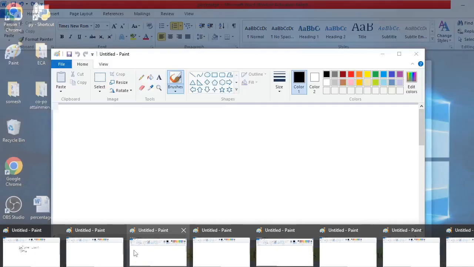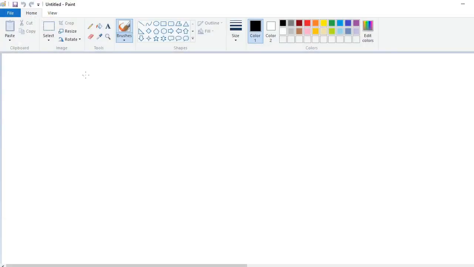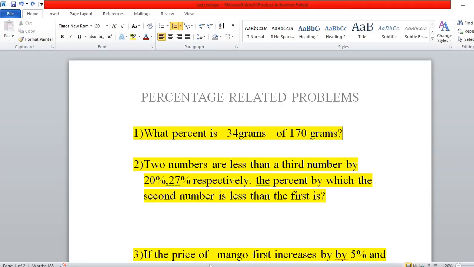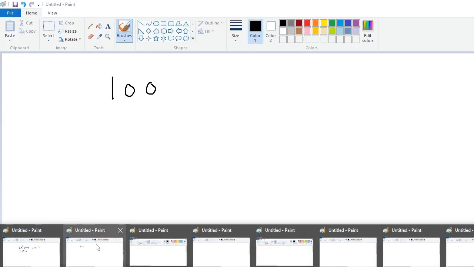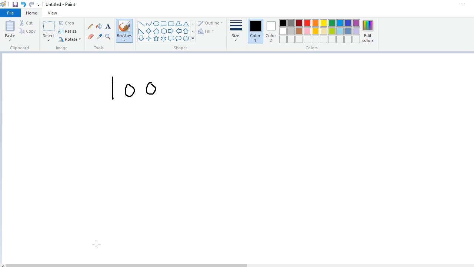So first we assume the third number is 100. The first number and second number are 20% and 27% less than the third number, as given in the question. So the first number is 100 minus 20 and the second number is 100 minus 27. The second number is 27% less, so 100 minus 27 is 73. And the first number is 20% less than the third number, so the first number is 80.